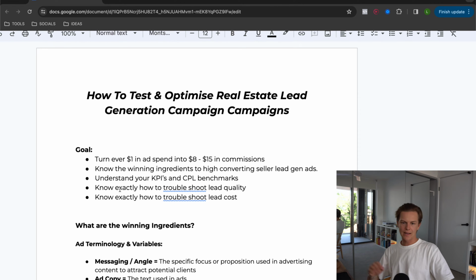Next is knowing exactly how to troubleshoot for lead quality and how to troubleshoot for lead cost. So those are 2 different things, and it depends on your strategy and what your objective is of these campaigns. So let's dive right into it.